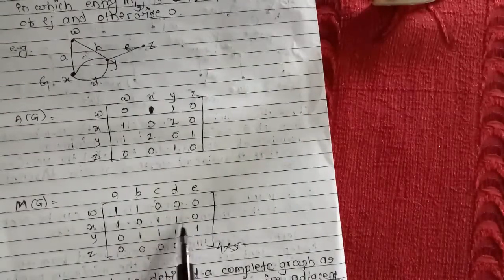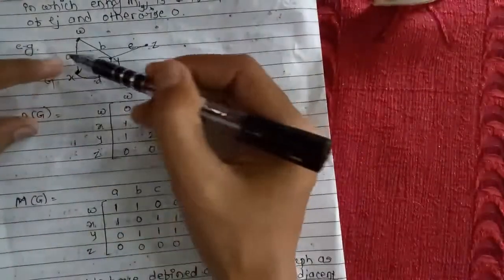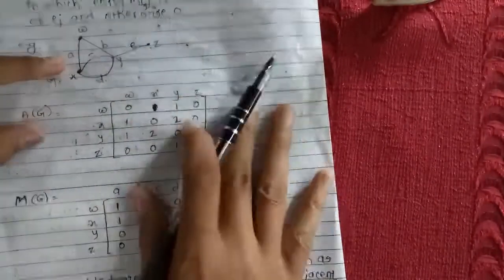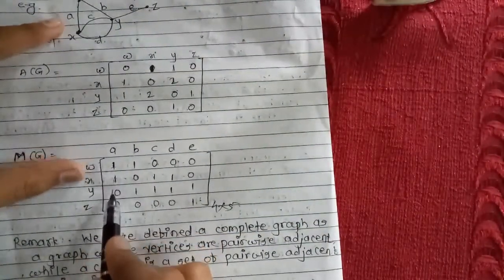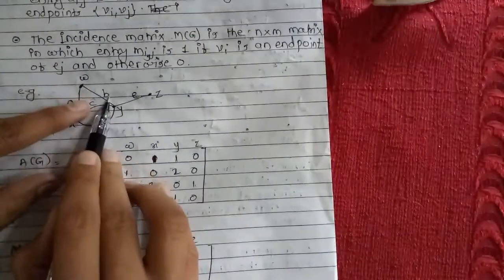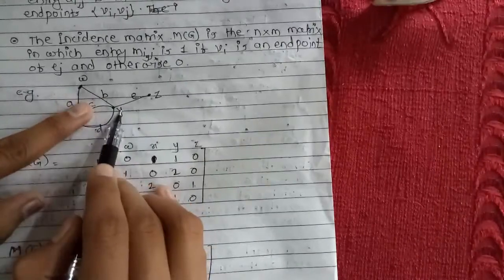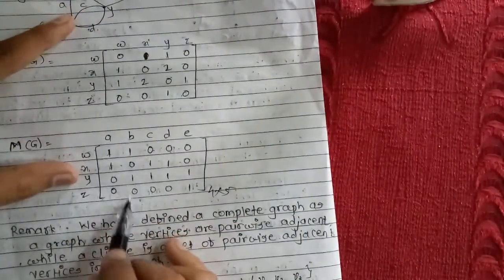A simple trick for writing this matrix is to look at the edge A, right? The endpoints of A are W and X. So find W and X and put 1, 1. Put the other entries 0. The edge B: the endpoints of B are W and Y. So put 1 for W and Y, and put the other entries 0.